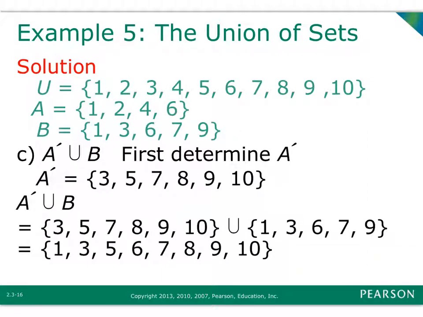So now we're looking at A prime union B. Again, the objective is to first determine A prime. A prime in this case is 3, 5, 7, 8, 9, and 10. And B, of course, is 1, 3, 6, and 7. And so the union is all elements that are in A prime or in B. And so we end up with 1, 3, 5, 6, 7, 8, 9, and 10.